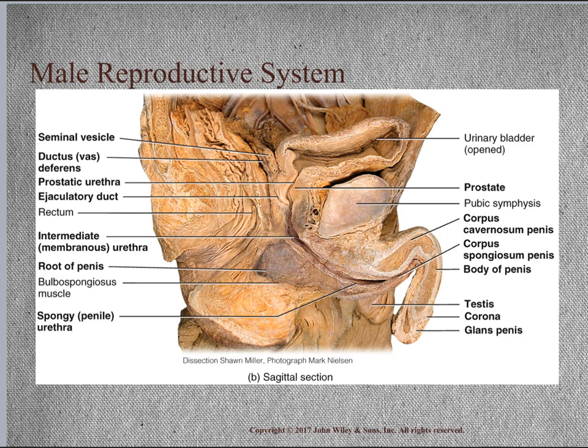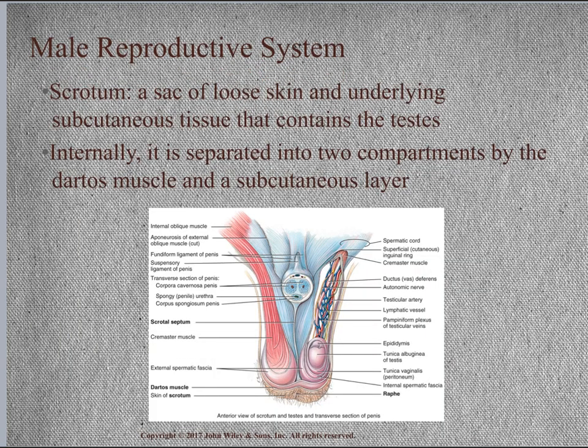lecture or lab exam. Now we're going to start with some of the external structures of the anatomy, specifically the male reproductive system. So let's look at the scrotum. We'll talk about its function, what it's comprised of, and how it serves its job. So the scrotum is a sac of loose skin and underlying subcutaneous tissue that contains the testes. Internally, it is separated into two compartments by the dartos muscle and a subcutaneous layer.